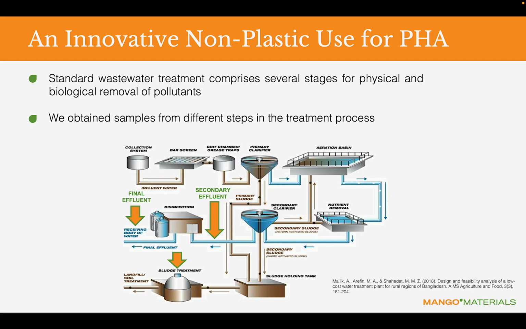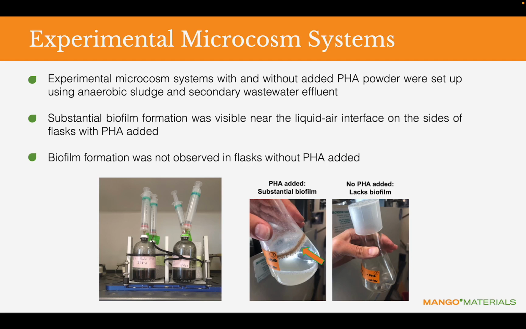One aspect of our study focused on whether PHA could be added to a standard wastewater treatment plant to increase nitrogen removal. We obtained water samples from a local wastewater treatment plant. Because standard wastewater treatment comprises several stages for physical and biological removal of pollutants, we obtained samples from different steps in the treatment process. In a key experiment, experimental microcosm systems with and without added PHA powder were set up using anaerobic sludge and secondary wastewater effluent.